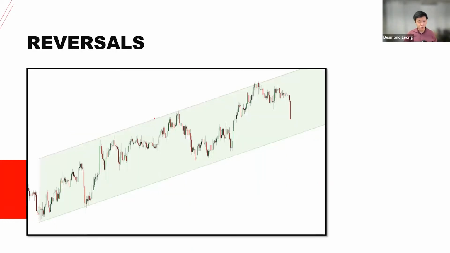All right, so when it comes to trading, we honestly only want to know two things. Is price going up or is price going down? Is it going to be bullish or bearish?